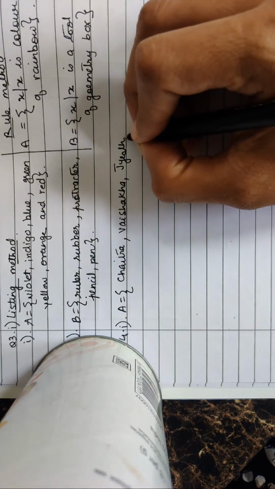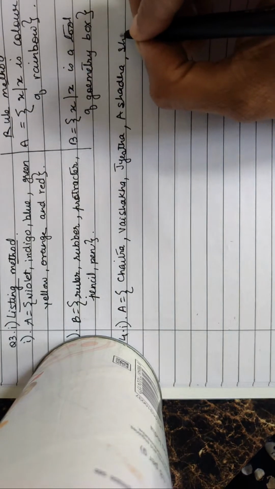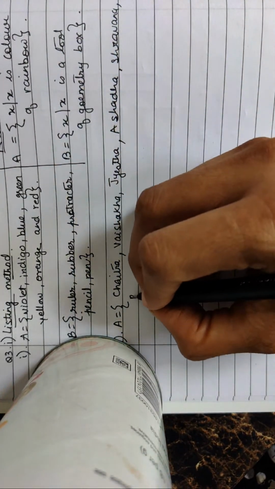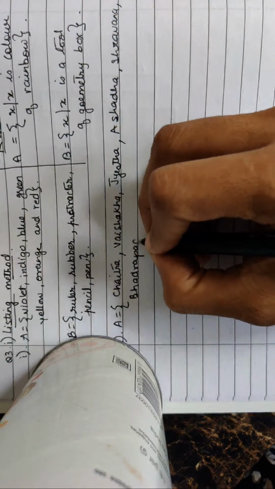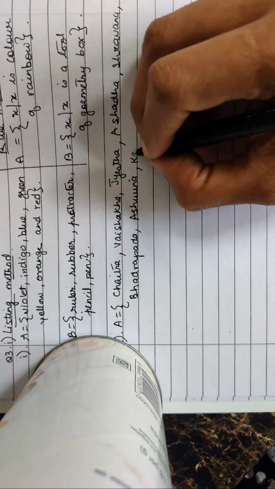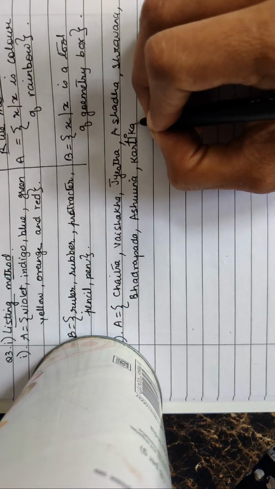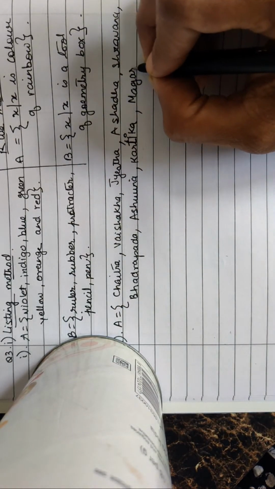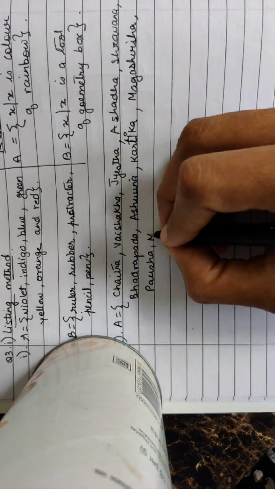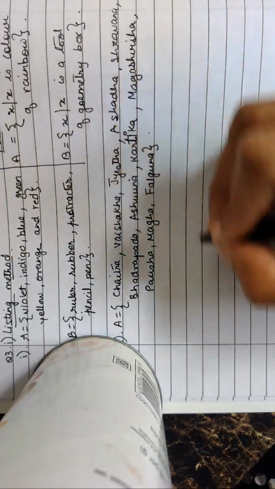then Jyeshtha, then Ashad, yes, you can say Shravana, then Bhadrapad, Ashwina, yeah, Ashwin, next Kartika, then Margashirsh, Posh, Magha and Falgun. So this completes my set.